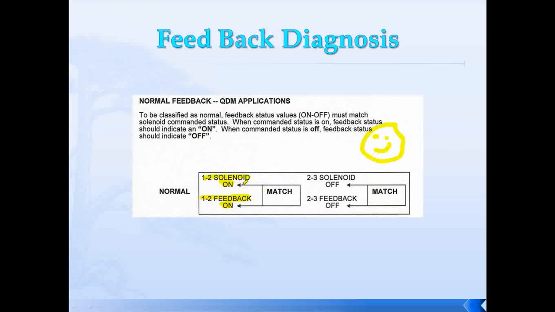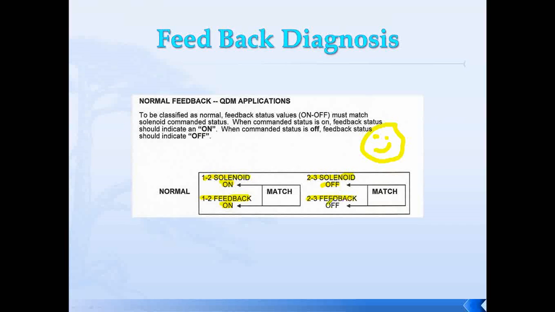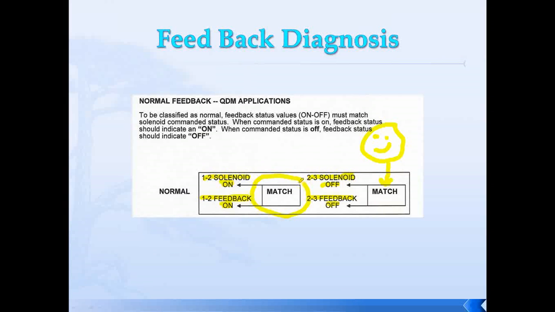Because these two lines are matching, it means the car is not broke. If we look at the 2-3 solenoid, you can see the command for that solenoid is off. The 2-3 solenoid feedback, it is showing it's off. So again, we are happy campers because these two lines are matching each other. Now you won't actually see the word match pop up on your scan tool. You're going to simply see the on and the offs on your command and your feedback line.